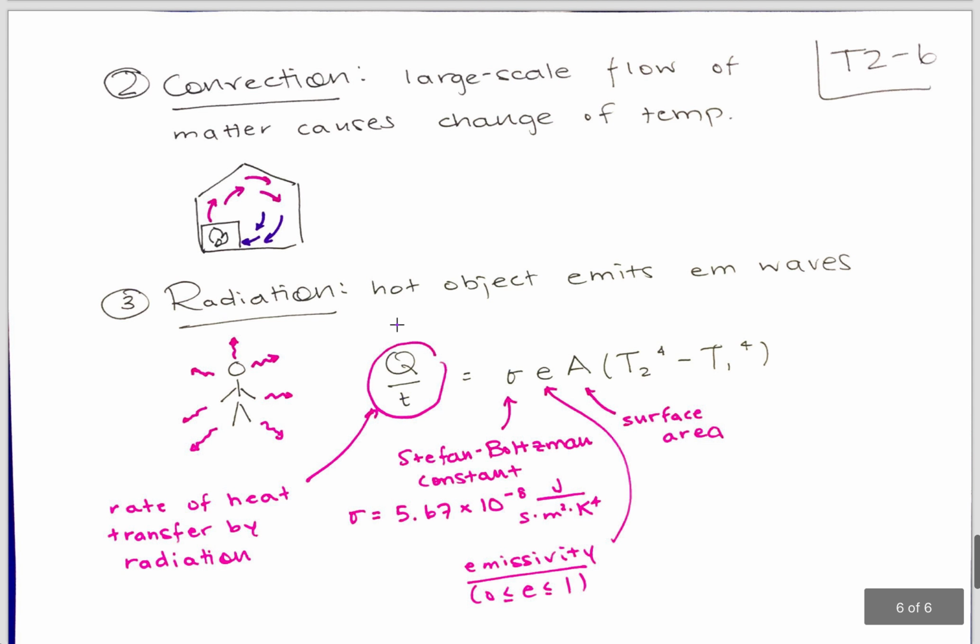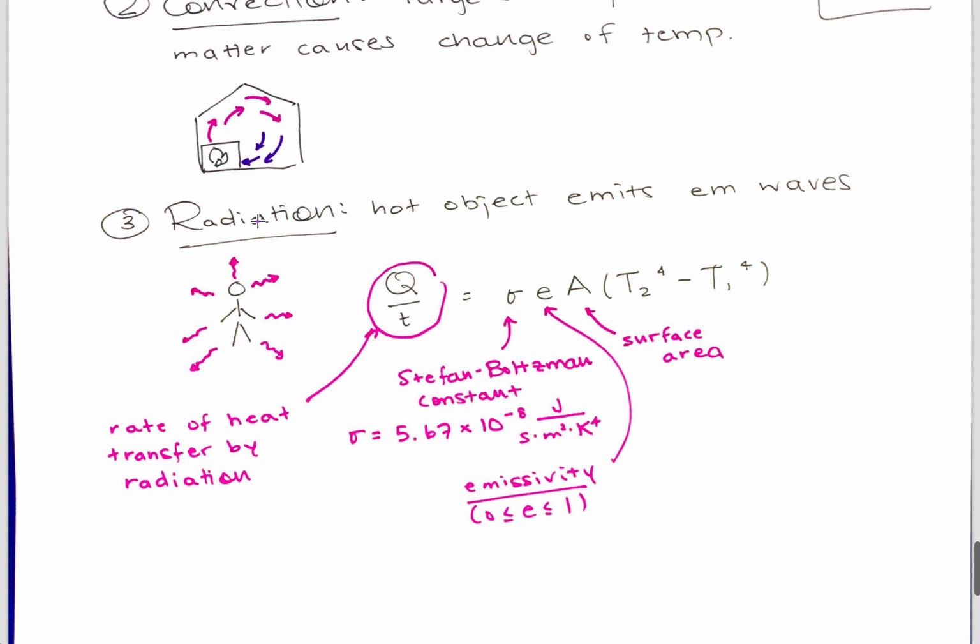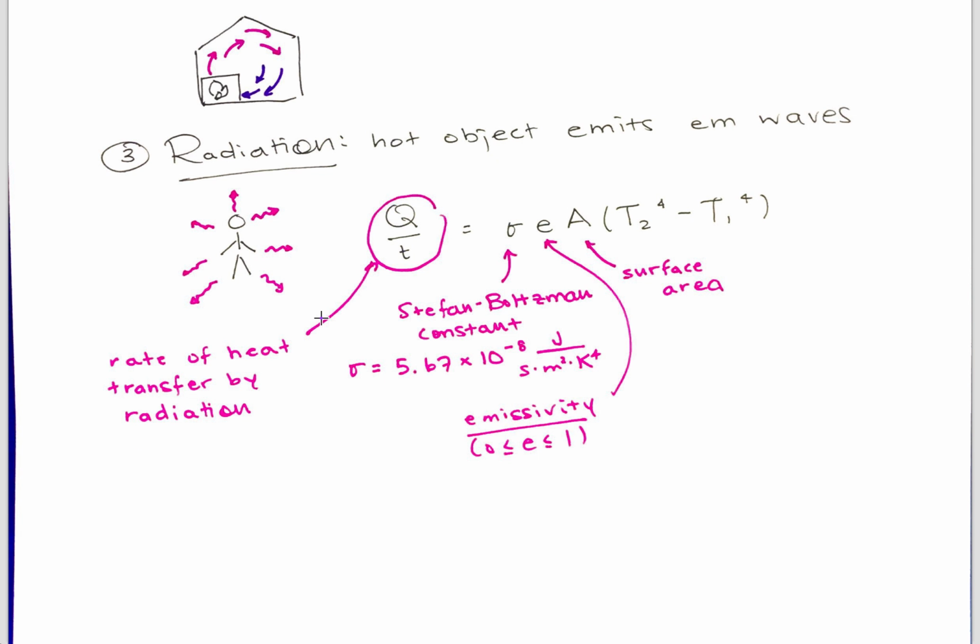All right, number 2, we talked about convection. There weren't any equations that we talked about involved with convection. Convection is simply the large-scale flow of matter that causes change in temperatures. This can only happen with fluids, that is with liquids or gases, because it's literally a mixing of molecules. So when you stir your creamer into your coffee, that's a really beautiful example of convection. And then finally, the last one that we talked about was radiation. This is when some sort of a hot object emits electromagnetic waves. And so you actually have heat radiating off of a body. It could be a human body, it could be the sun, it could be literally any hot object. It could be a radiator. That's why it's called radiation.